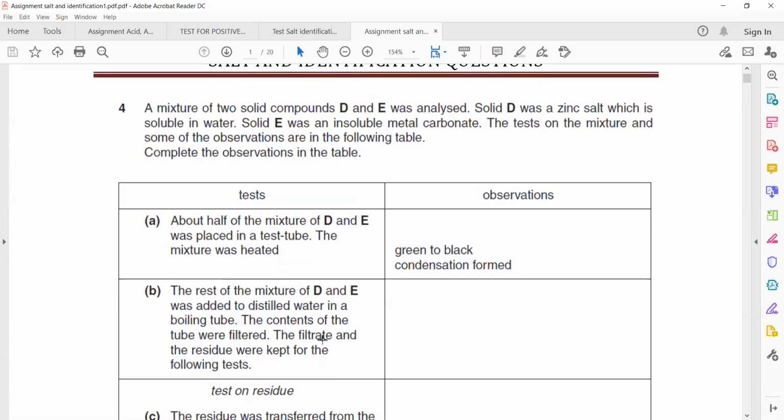So here, a mixture of two solid compounds D and E. One compound is D, another one is E. Solid D is a zinc salt. We know the positive ion is zinc, but we don't know the negative ion. And it is soluble in water, so D can dissolve in water. Solid E was an insoluble metal carbonate. We don't know which metal, but we know there is a carbonate ion. The tests on the mixture and some of its observations are in the following table. Complete the observations in the table.